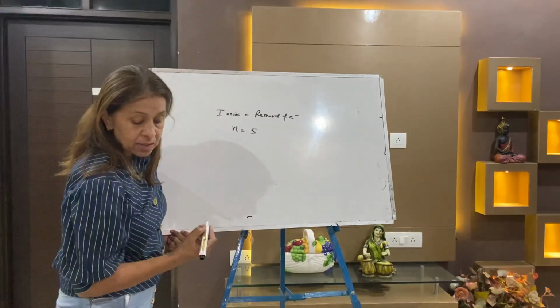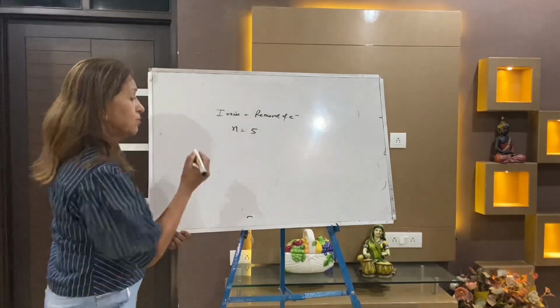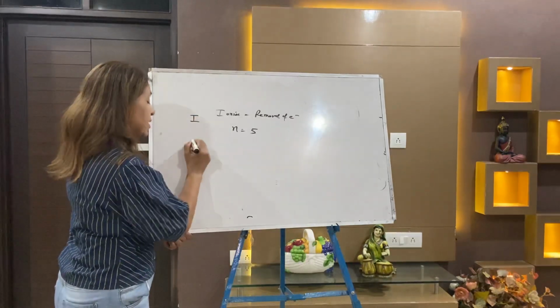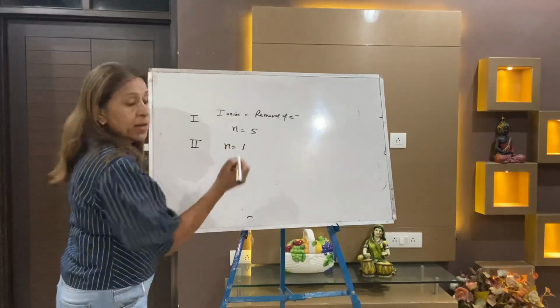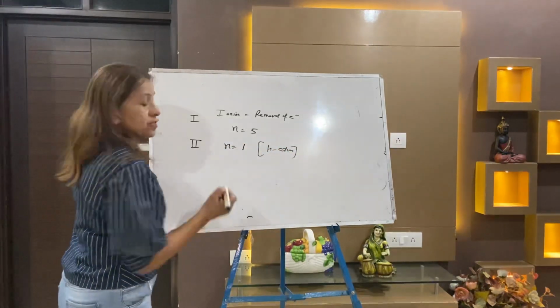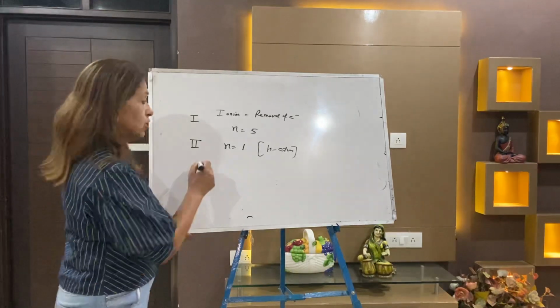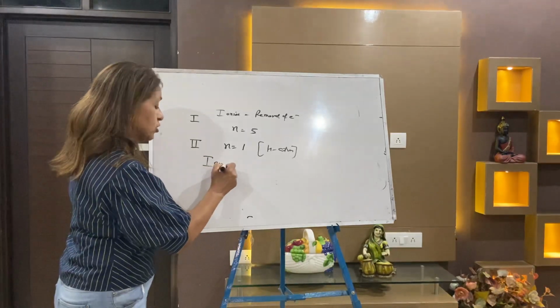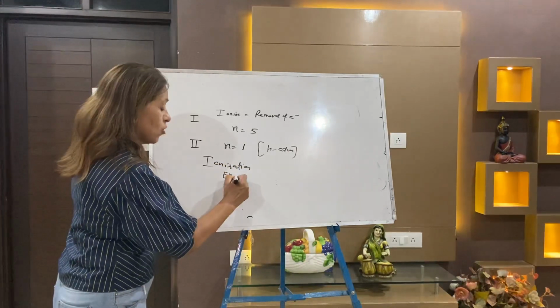Compare your answer with the ionization energy of the H atom. In the H atom, this is 1 and we will compare this with 2 where n is equal to 1, because in the H atom the electron is present in n equal to 1. What we will do, we will calculate the ionization energy. Ionization energy is the energy required to remove the electron.